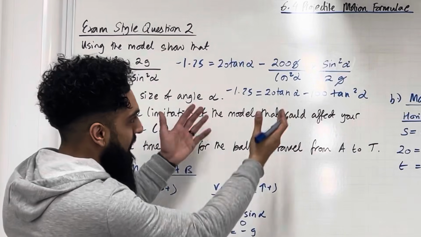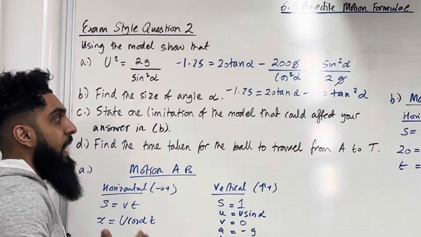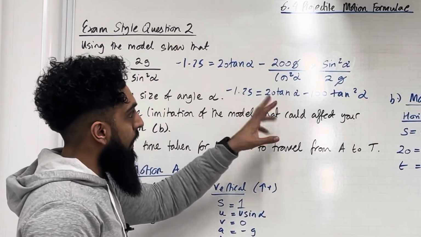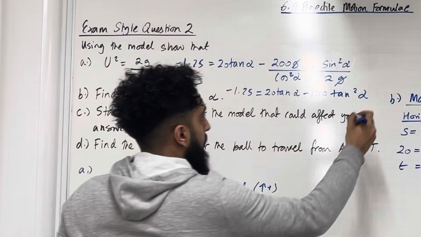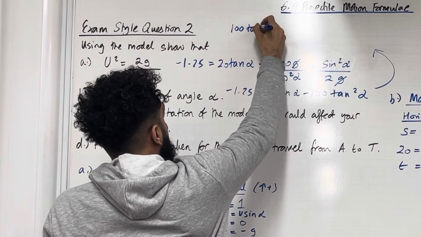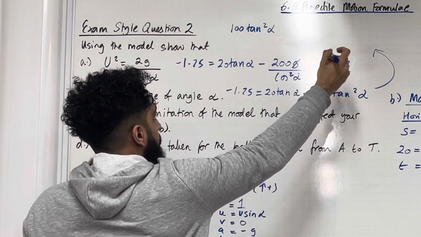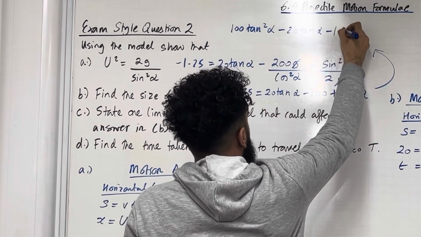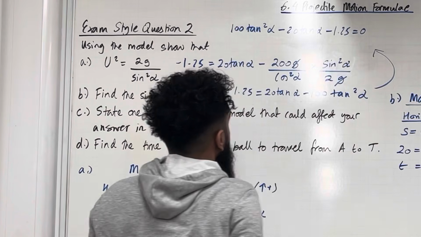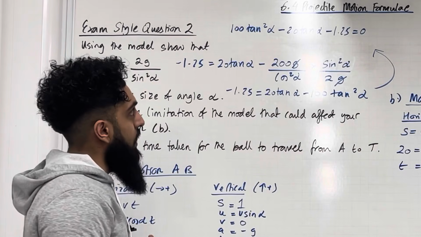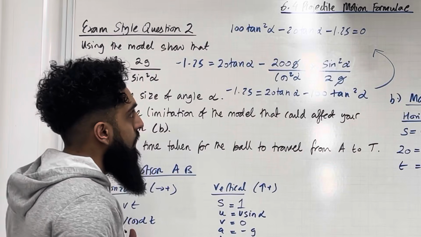Oh my god, look at this. So we've got an equation involving alpha only now. Hence we can now solve for alpha. I'm going to take everything to one side. Okay, so if I do that, I get 100 tan squared alpha minus 20 tan alpha minus 1.25 is equal to 0. So we've got a quadratic trigonometric equation we can solve to work out the two values of tan alpha.